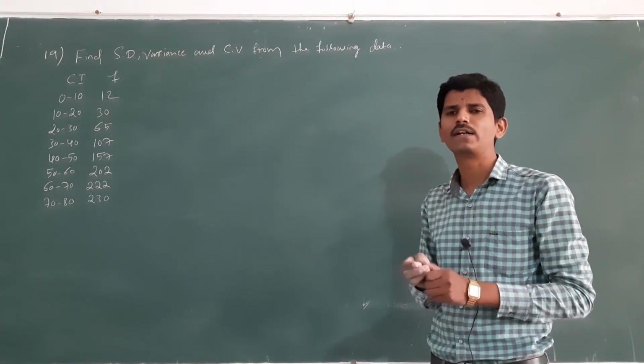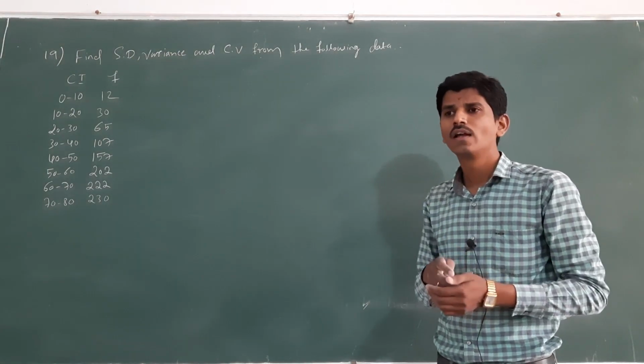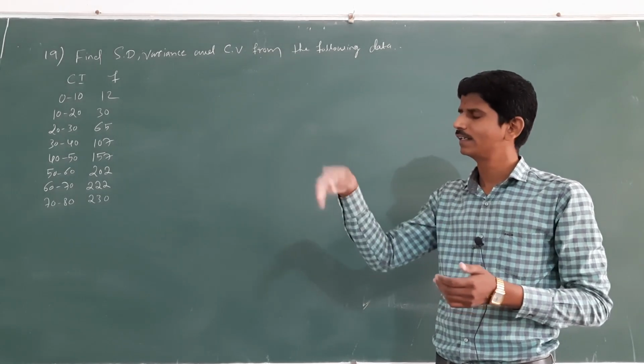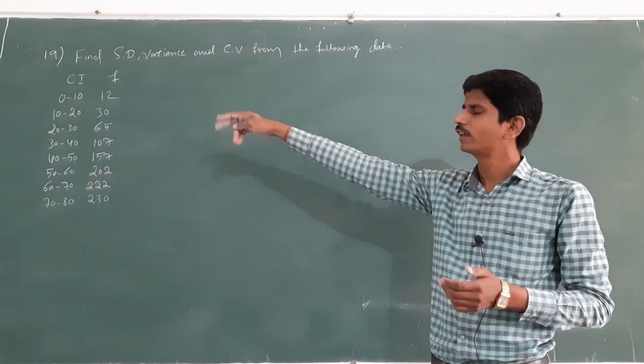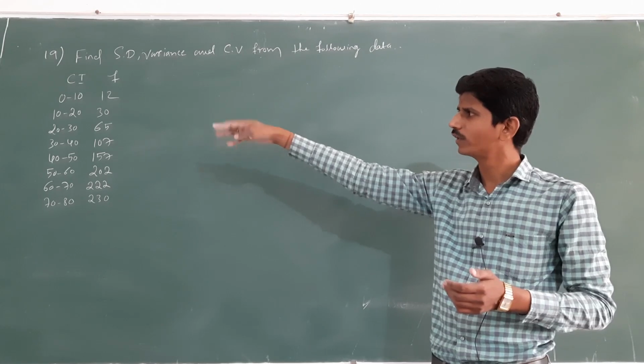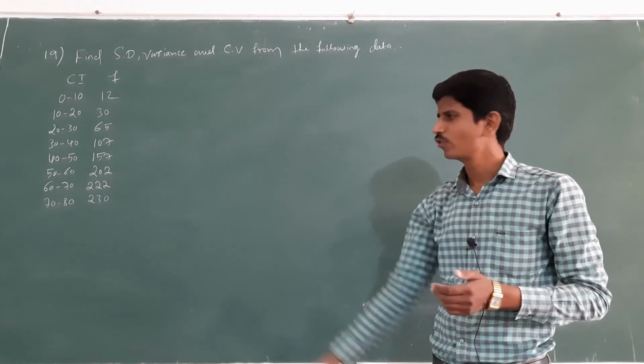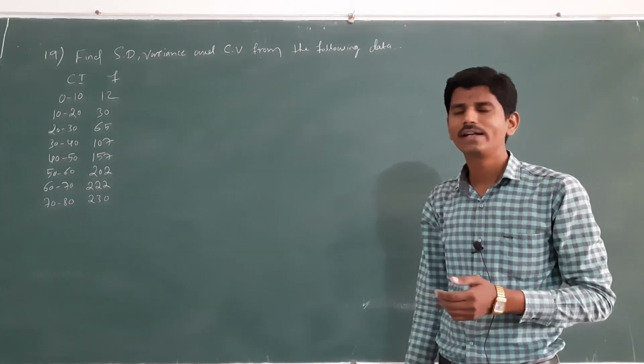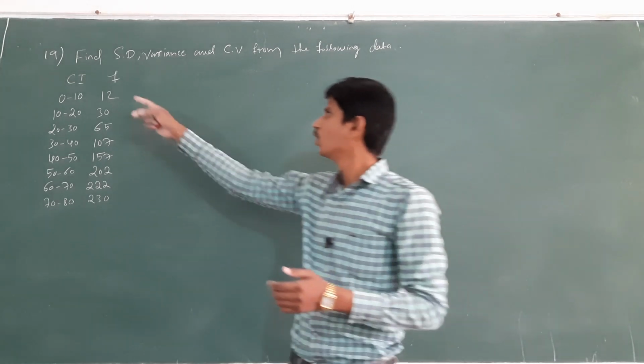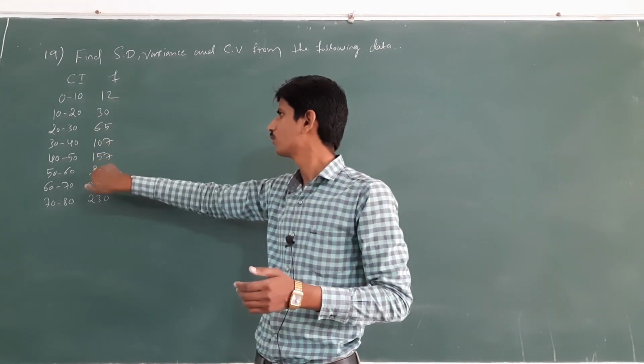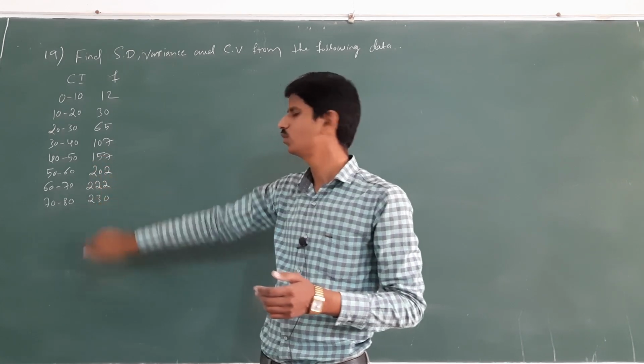Here they have given open-end class intervals. They should be converted into exclusive class intervals. Less than 10 means you have to take 0 to 10, less than 20 means you take 0 to 10, 10 to 20, and so on. Less than 80 means the last class interval is 70 to 80. The values with respect to these are 12, 30, 65, 107, 157, 202, 222 and 230.